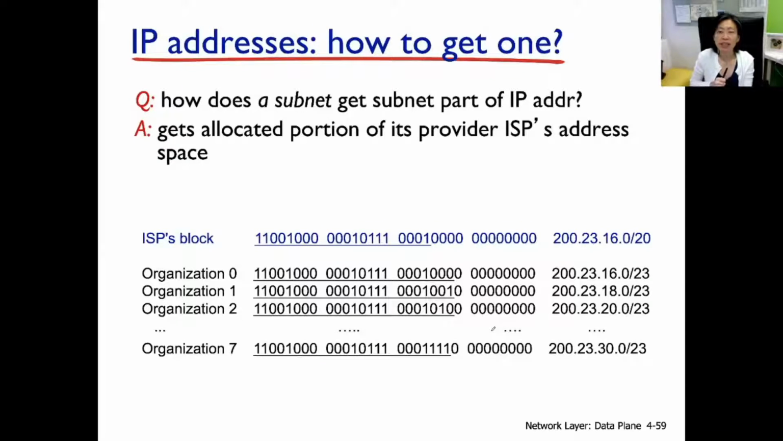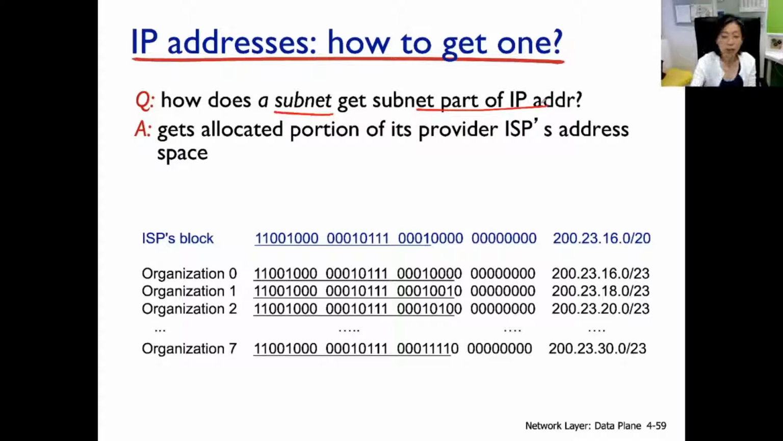hierarchical addressing. This is how a host gets an IP address. We ask the system admin for one, or DHCP server, which is configured by the system admin. The bottom line is, how does the system admin get a block of IP addresses so that the system admin can assign to individual hosts? So the next question we're asking is exactly that. How does a subnet get the subnet part of the IP address?